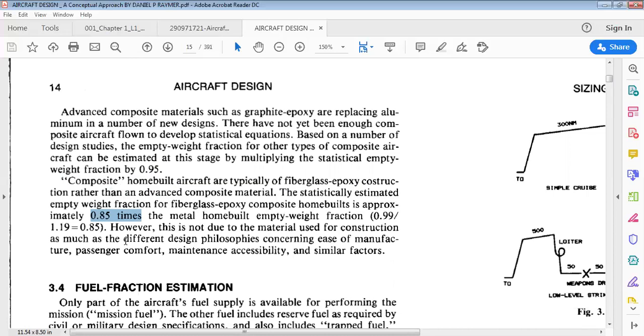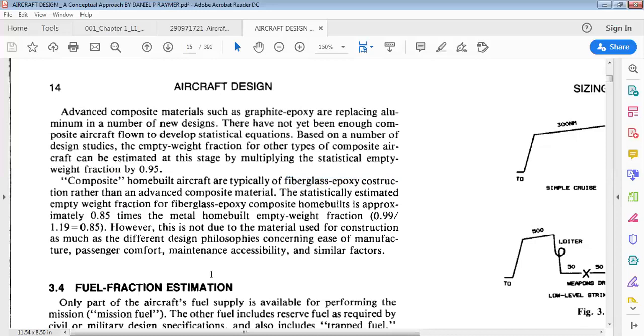Composites are used mainly to reduce the aircraft weight, and the reliability will also be good, and the material selection will be good. Whenever you look into the properties of composites, they can be compared with metal, so weight can be reduced, and they can also withstand all the forces, moments and everything. So therefore we are using composite mainly. The composite home built aircraft are typically fiberglass epoxy construction, around 0.85 times the metal home built.